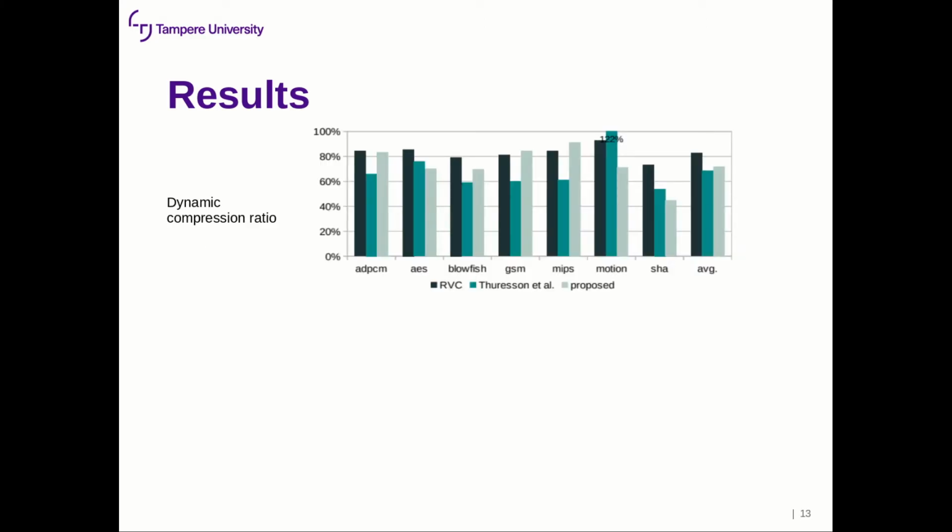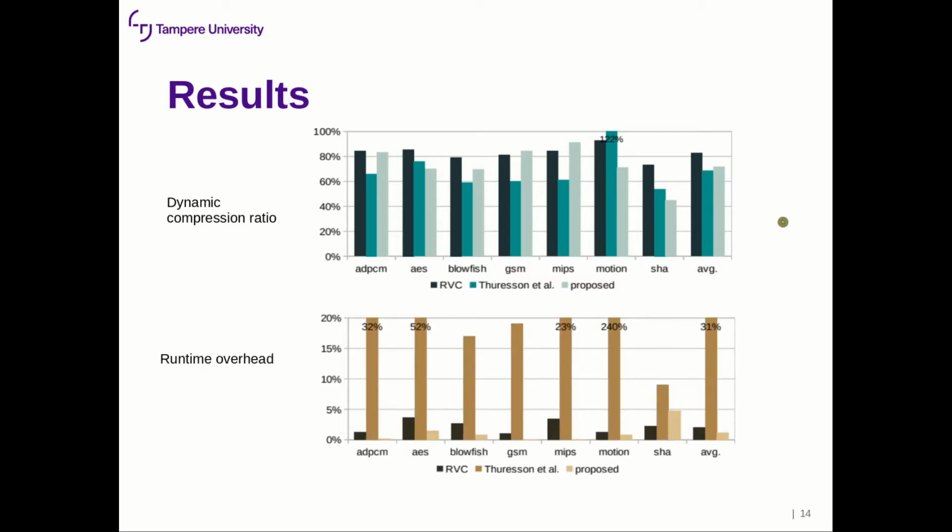Here are results for the dynamic compression ratio. On average, the RISC-V compressed instruction set performed the worst, resulting in around 18% reduction in the fetched number of bits. Our method was followed by it, around 30% reduction in fetched bits. Slightly better was the method by Tureson et al. However, if we take a look at the runtime overhead, we can see that the method by Tureson et al.